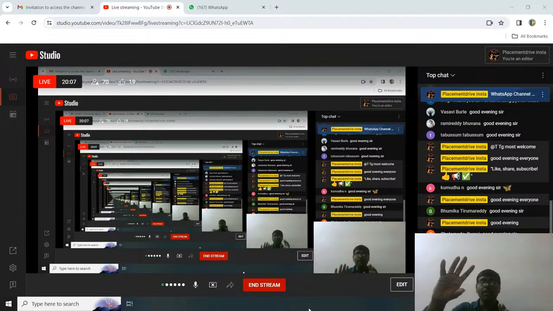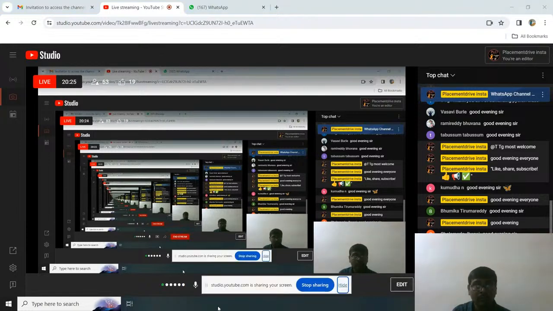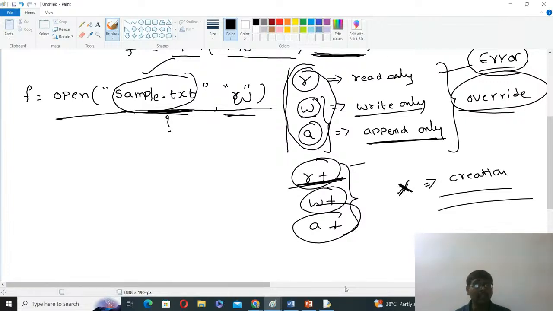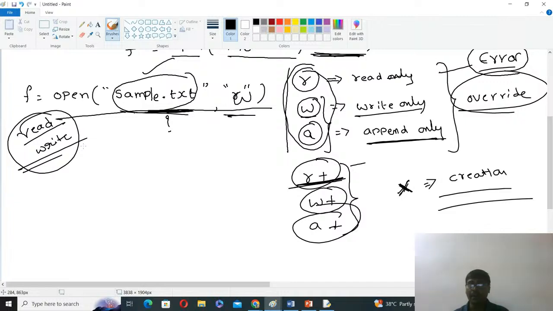Okay. By this, you understand how to open a file. Clear? Suppose the file is open. Assume right now the file is open. After that, what are you doing? You can do read operation, write operation. First, I will explain read operation. I will explain only one method. I will do the program.